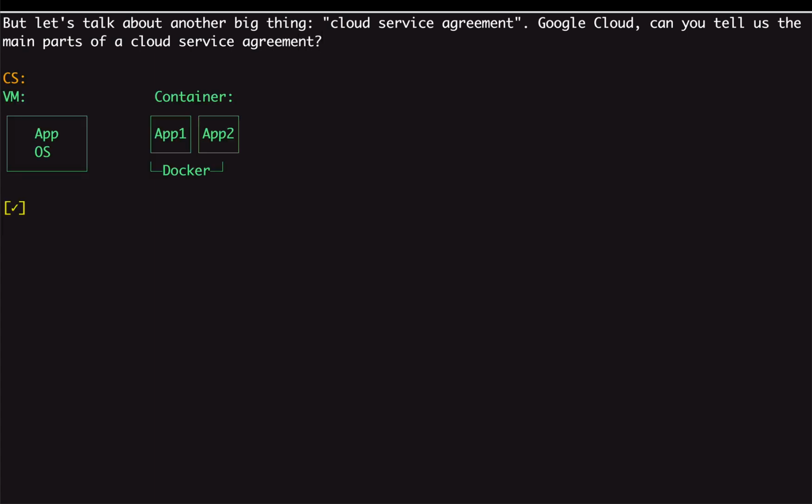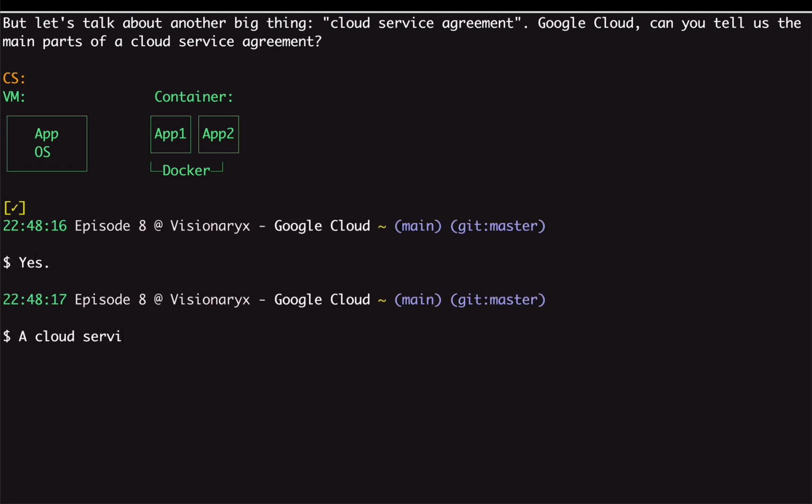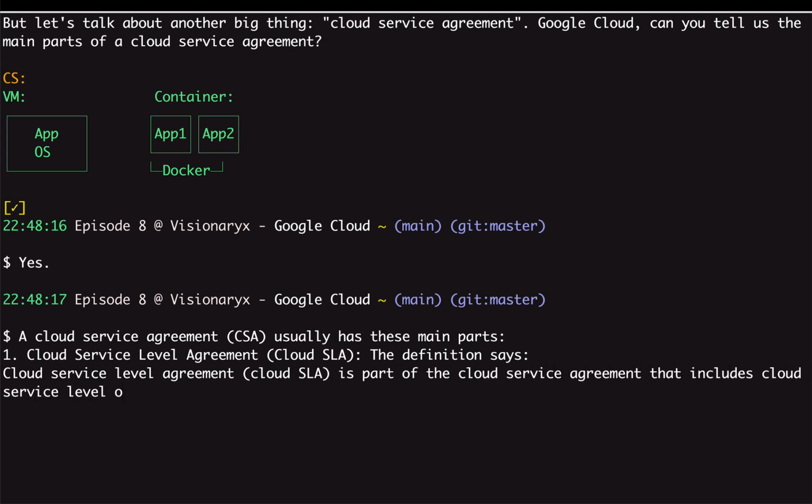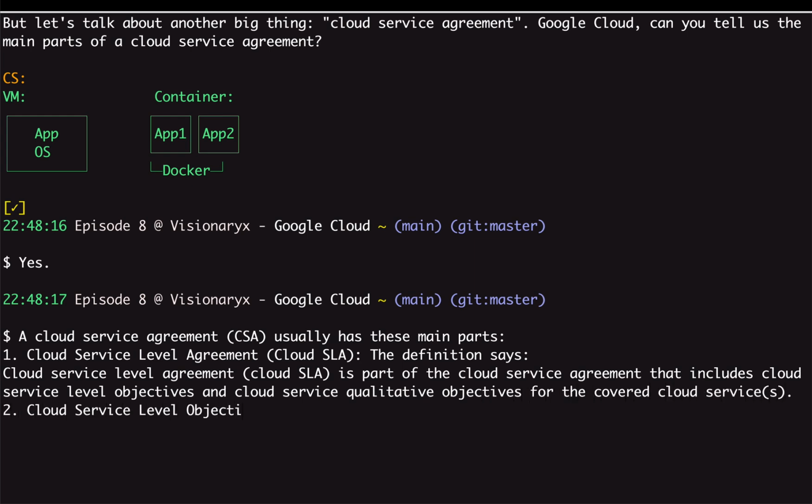But let's talk about another big thing, cloud service agreement. Google Cloud, can you tell us the main parts of a cloud service agreement? Yes. A cloud service agreement, CSA, usually has these main parts. 1. Cloud Service Level Agreement, Cloud SLA. The definition says, Cloud Service Level Agreement, Cloud SLA, is part of the cloud service agreement that includes cloud service level objectives and cloud service qualitative objectives for the covered cloud services.